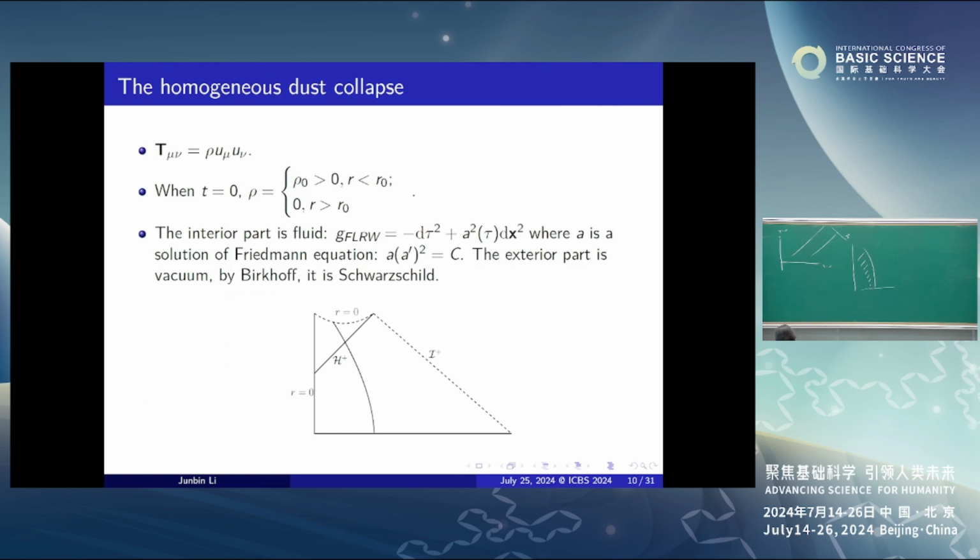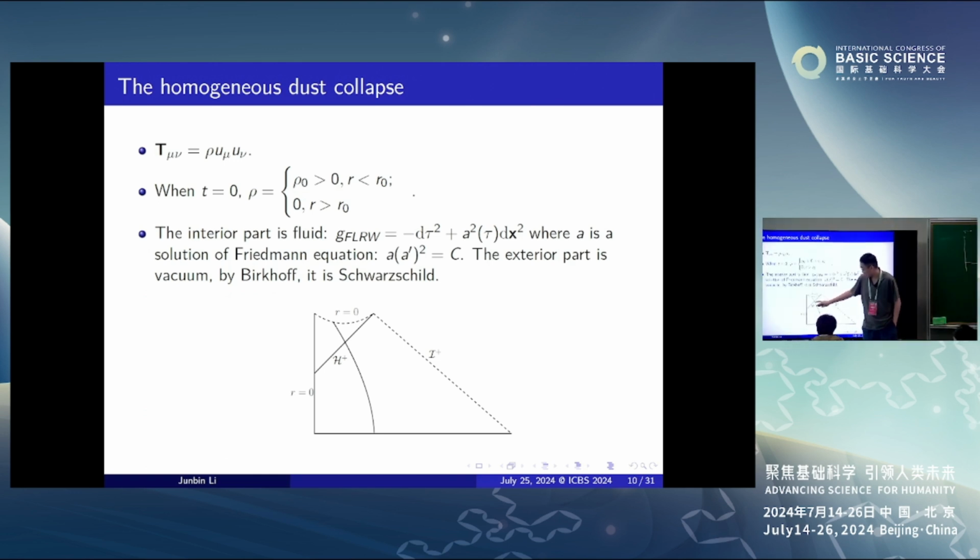It is not a smooth solution, but it is a weak solution to the Einstein equation. So the outside is Schwarzschild, and here is the Schwarzschild r equals 2m. Initially there is no black hole, and along the evolution of the Einstein equation, a black hole forms here. This is the black hole region, and everything goes inside the black hole and then collapses to r equal to 0.